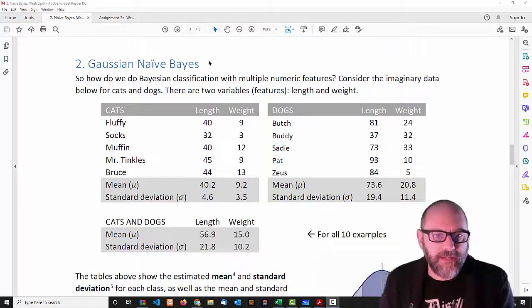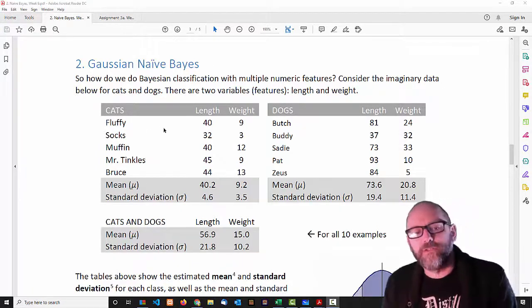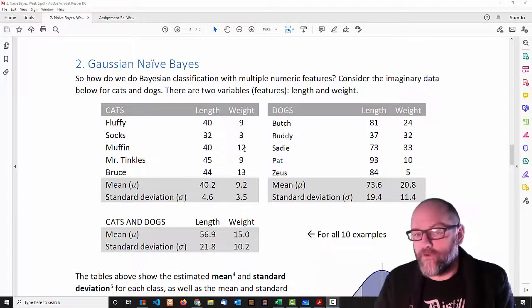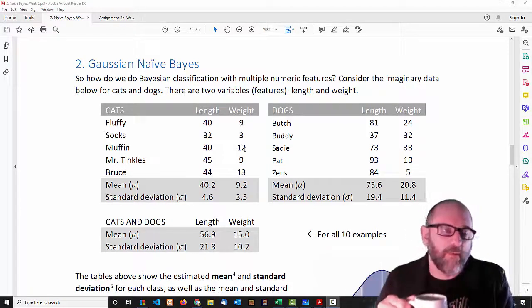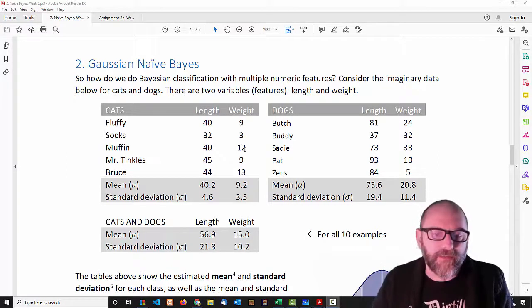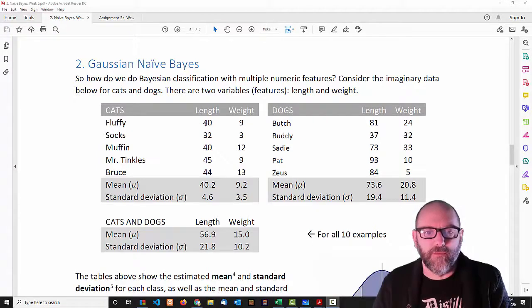So I got some imaginary data here for you. We are trying to separate cats from dogs. So our two classes are cats, and here's the table for cats, and dogs, and here's the table for dogs. I've named them all. And we've got two features, again just keeping it simple, length and weight. So we're trying to categorize dogs versus cats by size, which probably is not going to work all that well, but it'll work well for an example. Fluffy here has a length of 40 centimeters and a weight of 9 kilograms or something like that. Butch has a length of 81 centimeters and a weight of 24 kilograms, and he's a dog.